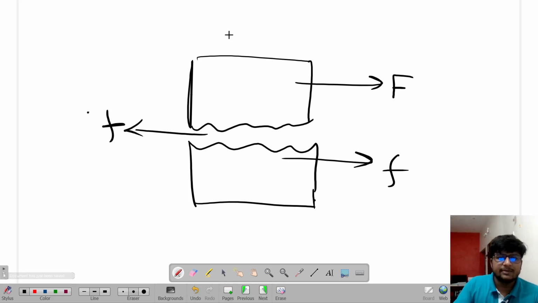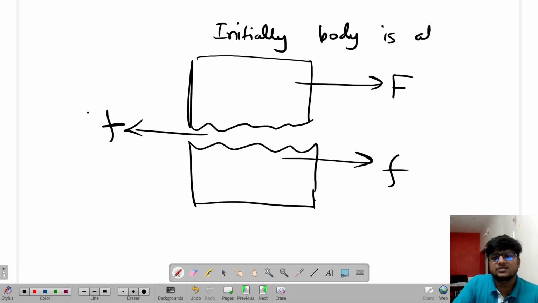Now look over here. Initially, the bodies were at rest. 99% of your NLM questions involve this only: the initial condition is that they are at rest. Is that clear or not? Now, if the initial state of the body is at rest, what is going to happen when you apply the force? Of course, these bodies will accelerate, correct?